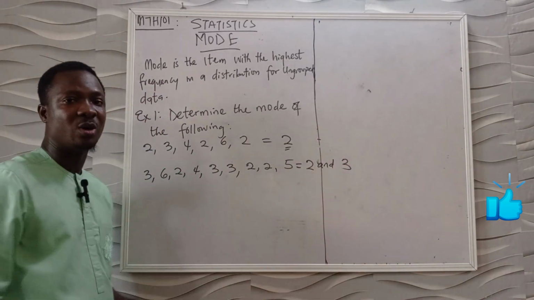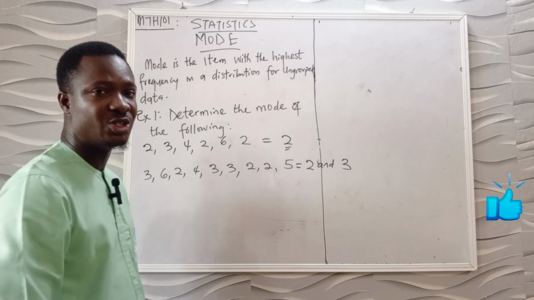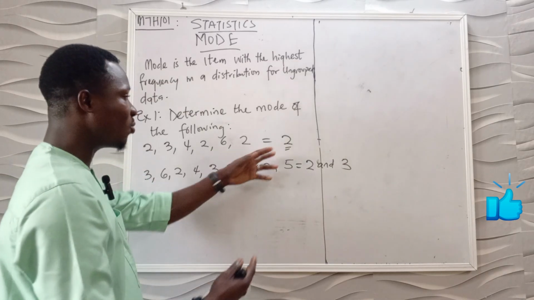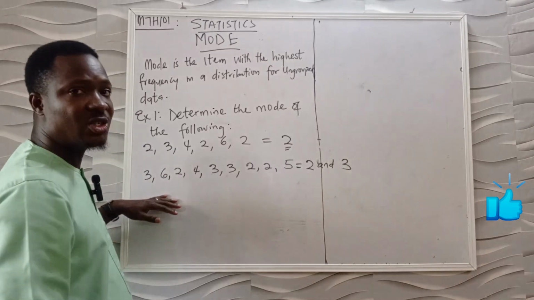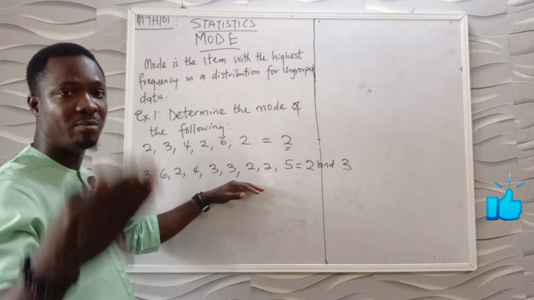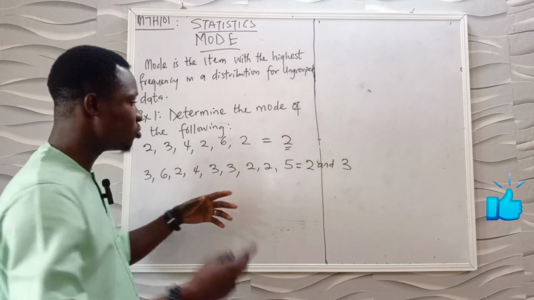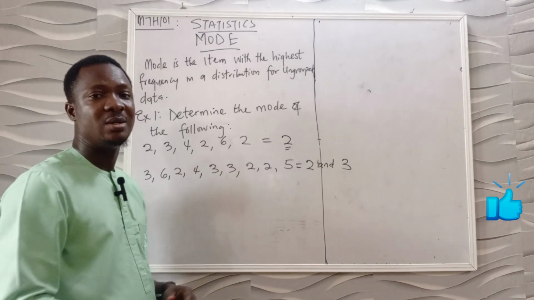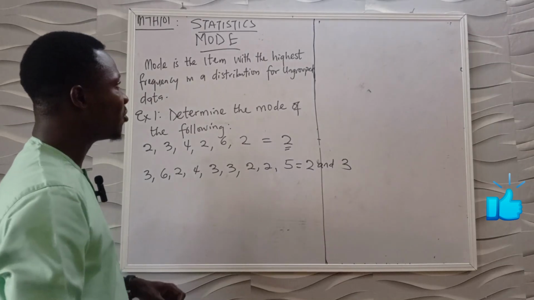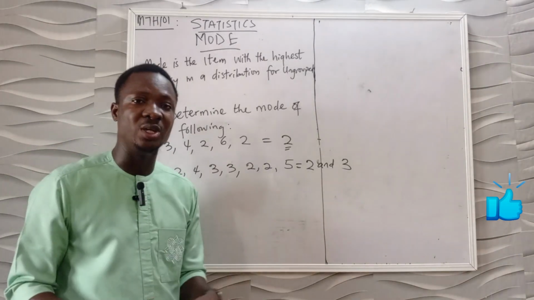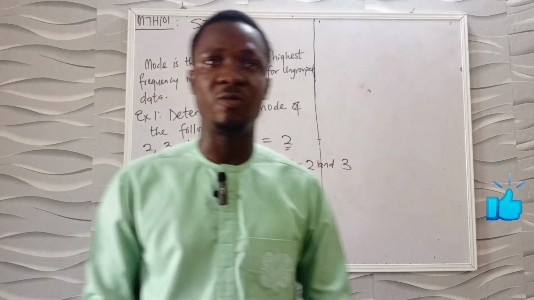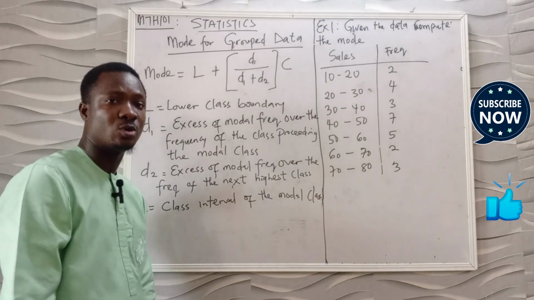So our mode is 2 and 3. This is what we call a bimodal distribution. The reason it's called bimodal is because we have more than one mode in this particular distribution. So whenever we have two modes, say for instance 2 and 3, we can call it bimodal. This is just an example for ungrouped data. We'll be going into grouped data for better understanding of mode. Let's finish that of ungrouped data.